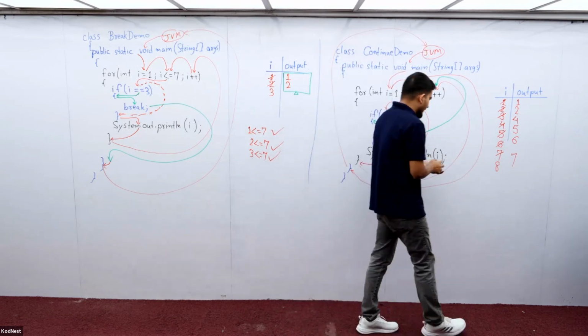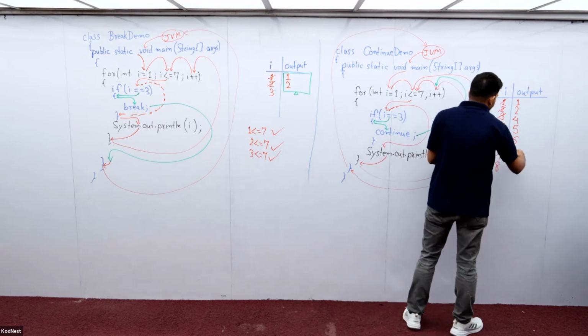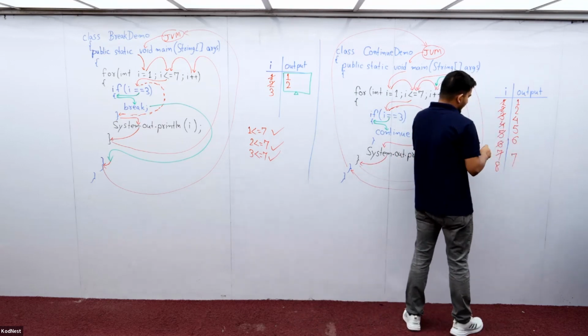So what is the output we have got? Output we have got is this: 1, 2, 4, 5, 6, and 7.